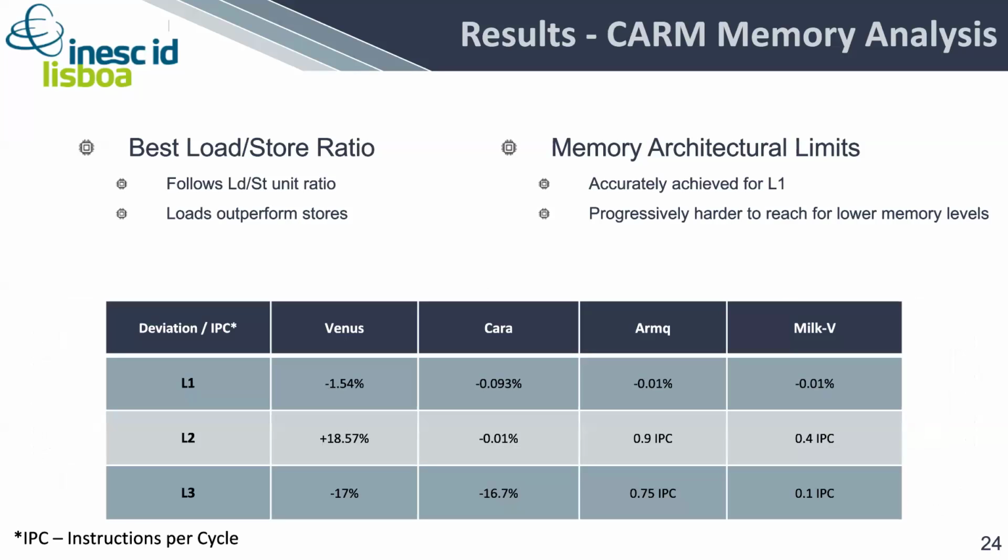So to sum it all up, in this table, we can see that it was easier to achieve the expected values in the memory levels closer to the CPU. And in the case of the ARM-Q and Milk5, there were no realistic theoretical data with which to compare. Since, for example, the cited theoretical L2 maximum bandwidth of the ARM-Q CPU should allow for 4 instructions per cycle, which is already twice as much as the load store units in this architecture.